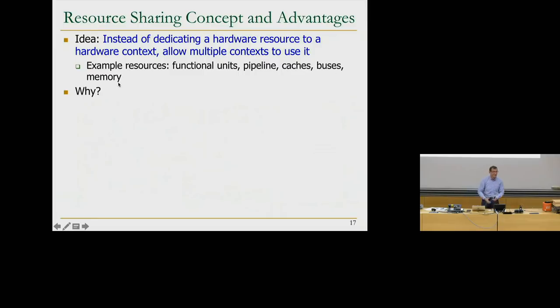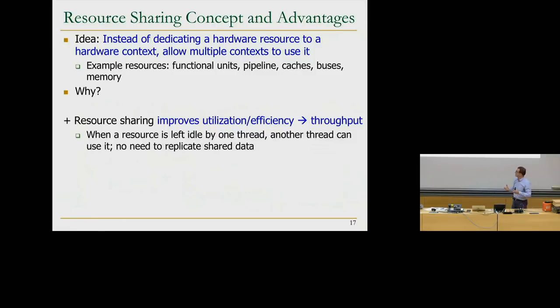So why would you want to do it? This is good because this is how you can really maximize utilization or efficiency. Whenever you dedicate a resource to a thread, if that thread doesn't use it, it gets wasted, right? You have all the space dedicated for a 4 megabyte cache for this particular core or thread, and that thread is not using it. Too bad. No one else can use it now because you've dedicated it. Whereas if you shared it, you would improve the utilization and efficiency. You get higher throughput because whenever the resource is not used, some other thread can use it.